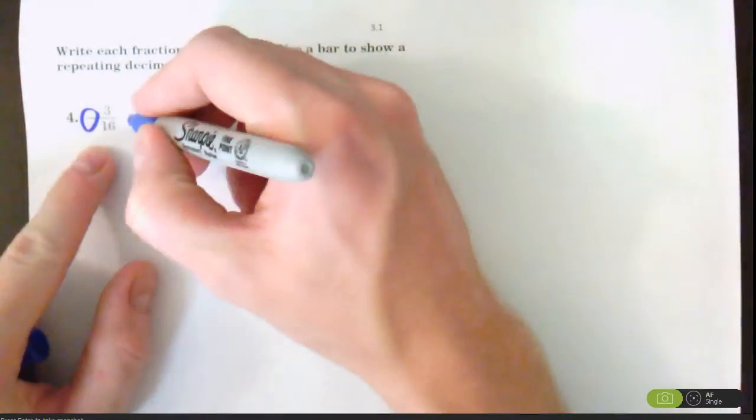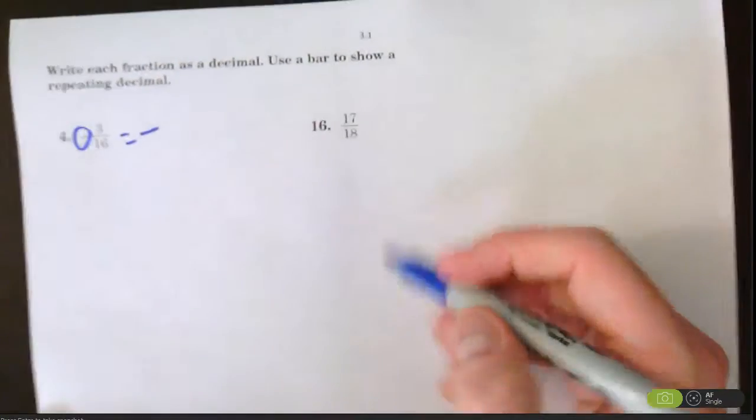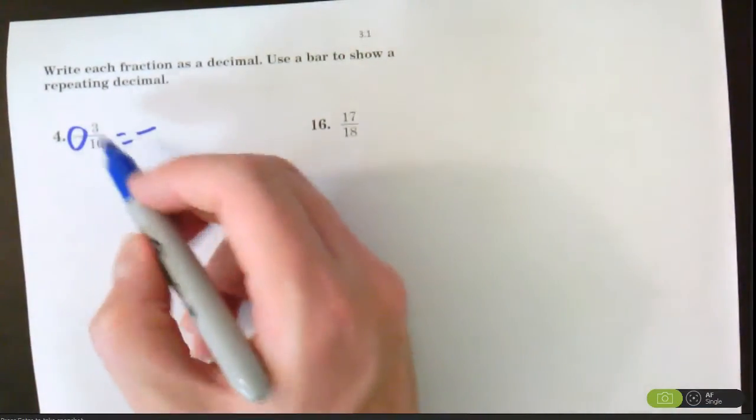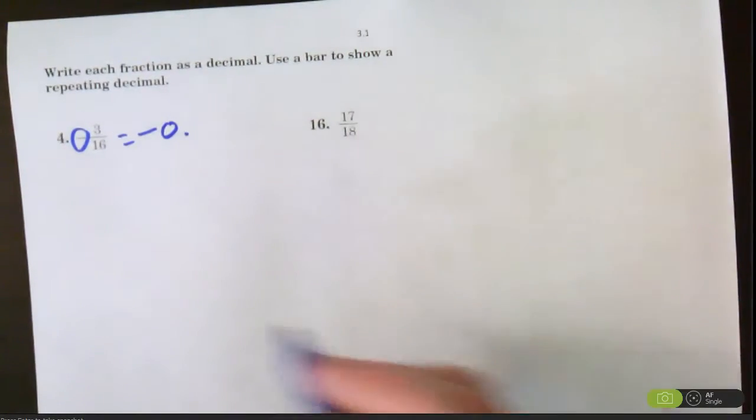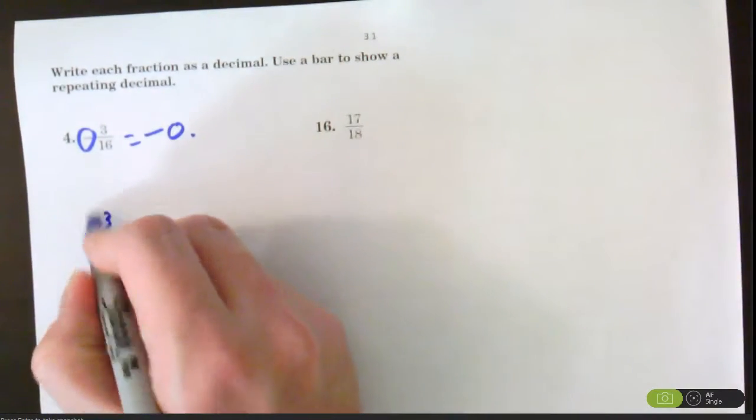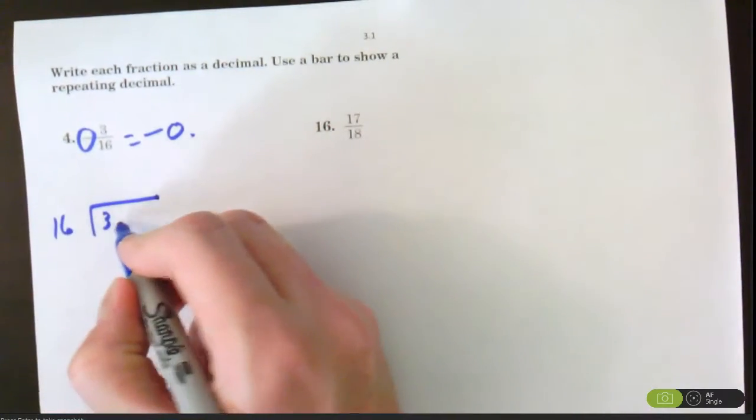A lot of times people forget that, so we know it's going to be negative something. Now, I know it's less than 1 because 3 is less than 16, so it's not a mixed number, so I know it'll be negative 0 point something. And now it's just a matter of doing 3 divided by 16.